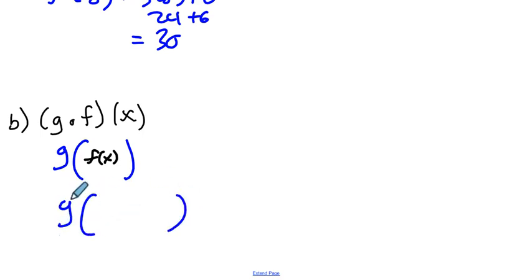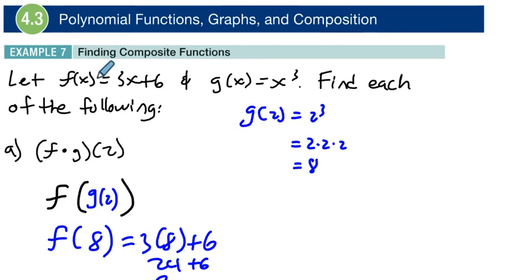g of, and then this is 3x squared plus 6. Do you see that here? I just replaced f of x with 3x squared plus 6 because those two are equivalent. They mean the exact same thing. The left side is equal to the right side. So instead of putting f of x, I'm going to write 3x squared plus 6.